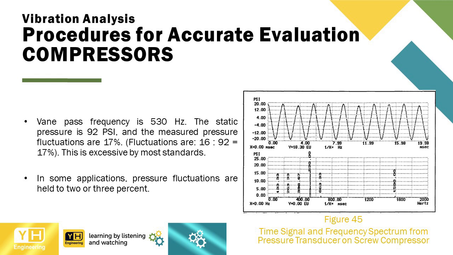The static pressure is 92 psi, and the measured pressure fluctuations are 17%. Fluctuations are 16 divided by 92, equal to 17%. This is excessive by most standards. In some applications, pressure fluctuations are held to 2 or 3%.